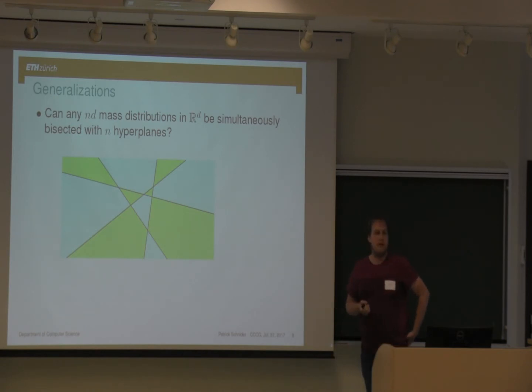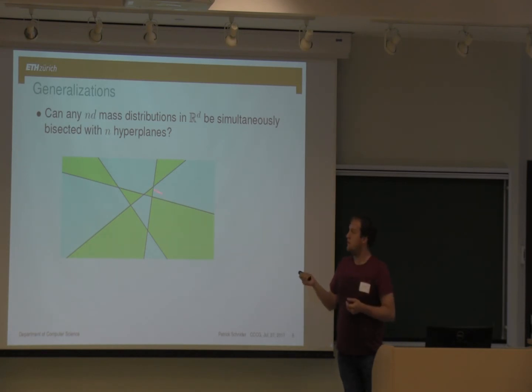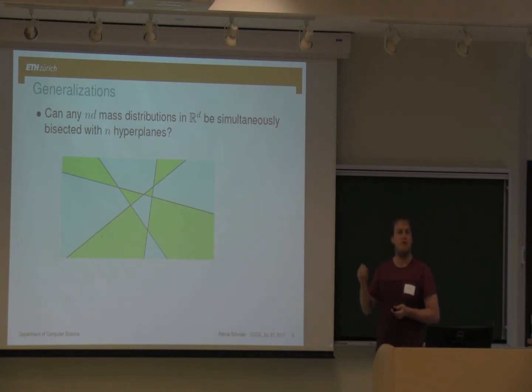Now, what do I actually mean by simultaneously bisect? If we have n hyperplanes, we can get this kind of checkerboard tiling here. And then again, half of the mass would lie in this green part and half of the mass in this blue part. If you want to have this a bit more formal, you could imagine all of these being directed, and then you have a positive half space and a negative half space for each of those. And then, for example, the blue part would just be the points that lie in the positive part of an even number of these planes, and vice versa.